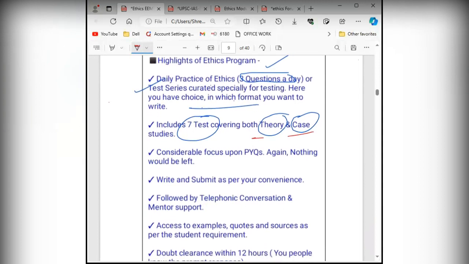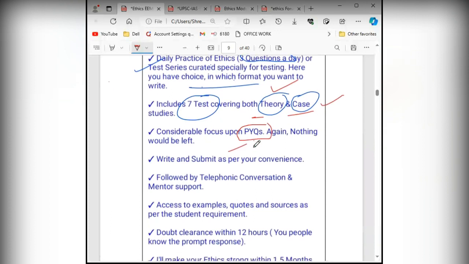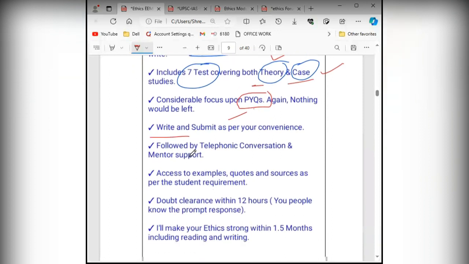We would be covering the theory and case study. First, we would cover the theory part. My agenda is to cover the theory first. Once you are well versed with the theory, we would move towards the case study. Considerable focus would be on the PYQs. I will not leave a single PYQ; each and every PYQ would be practiced. Here you can write as per your convenience.